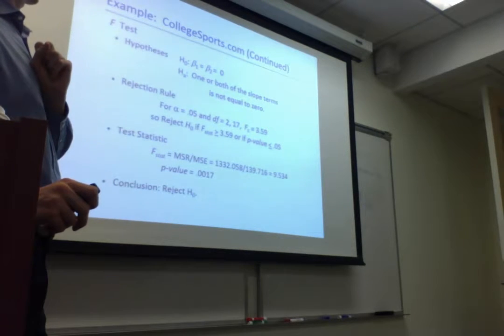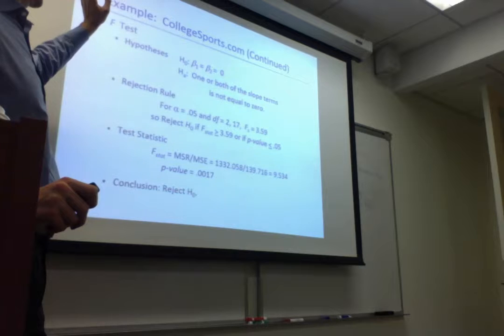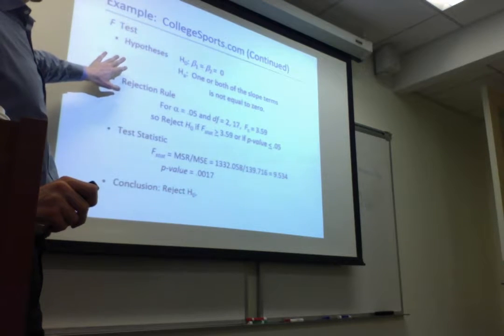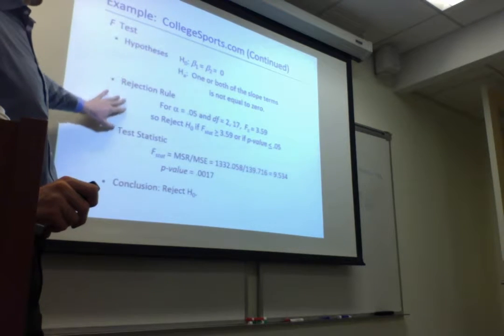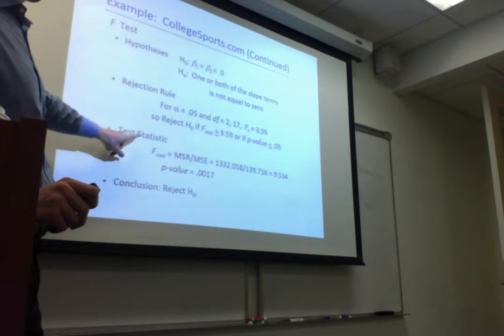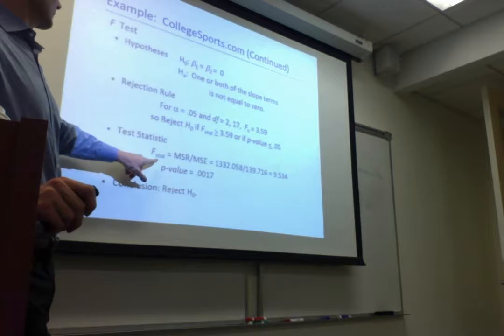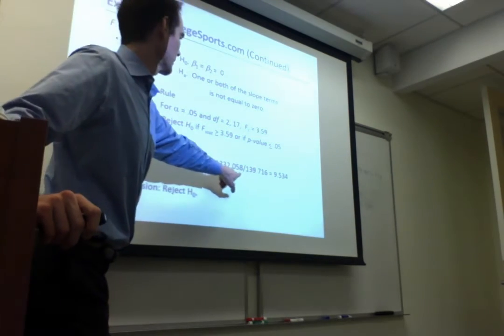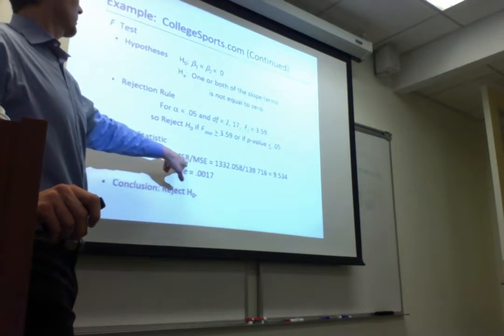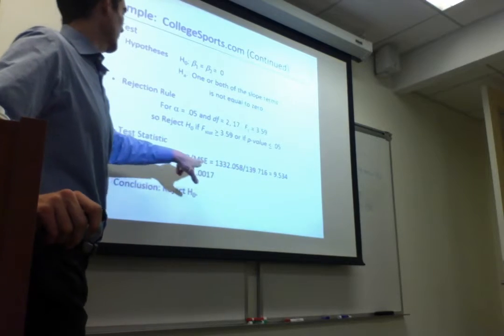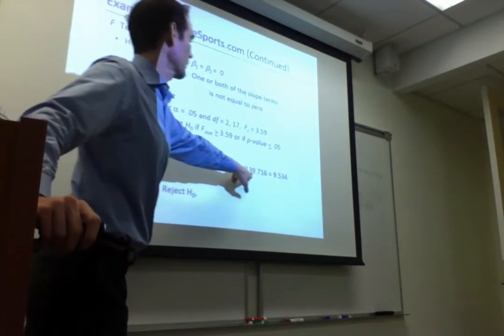Okay, F-test, college sports. Let's do this F-test for the college sports example. I already alluded to this. I said the mean squares regression is 1,300 something. The mean squares error is 139.